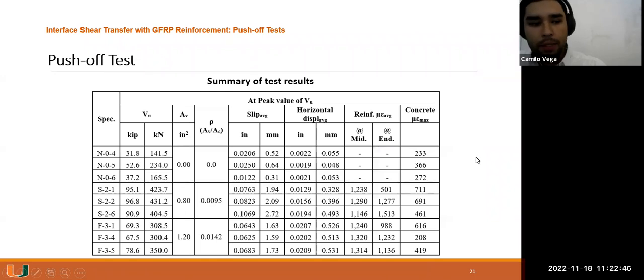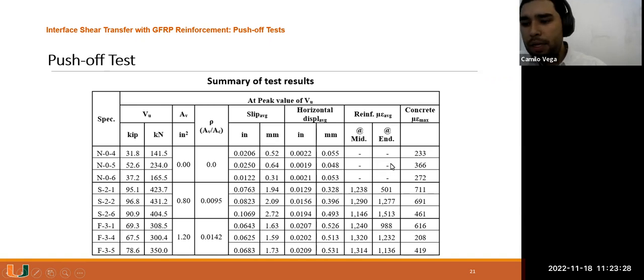This table shows a summary of the test results of the push-off specimens. The first three specimens correspond to the specimens without reinforcement, the second three the specimens with the steel ropes, and the last three specimens correspond to the specimens with GFRP steel ropes. The VU value corresponds to the maximum load reached during the test, along with the corresponding vertical displacement, horizontal displacement, and the strain measured in the reinforcement and on the concrete surface.